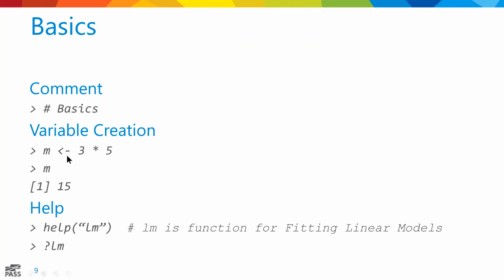So variable creation in R is a little different. In this example right here, I'm showing M, I'm setting it equal to 3 times 5, and then if I just type the variable M, you can see that object is equal to 15 there. So notice it's not an equal sign. That is how the R language was initially. You use this <- arrow.